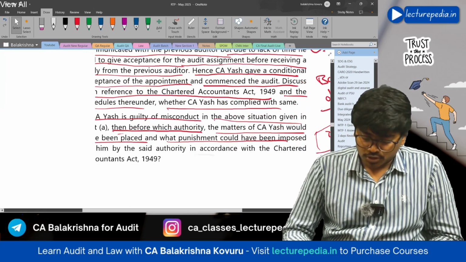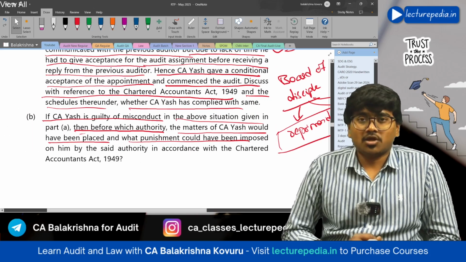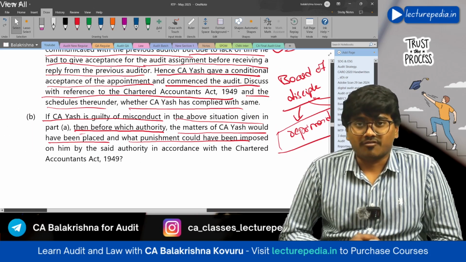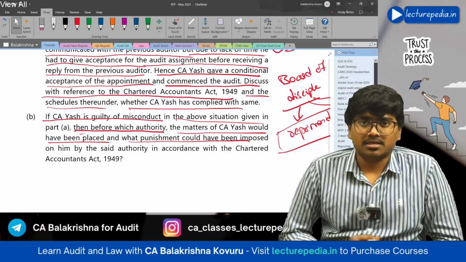So this is the complete RTP for CA Final Audit May 2025. Hope this will help you to quickly revise the RTP.